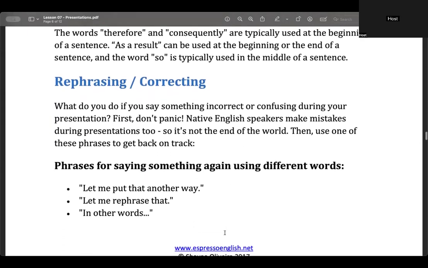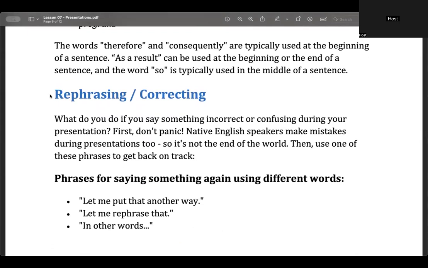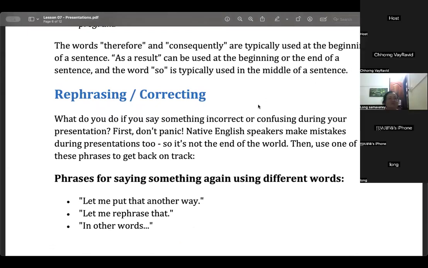Okay. Good. Sota, can you try this one? Rephrasing or correcting.